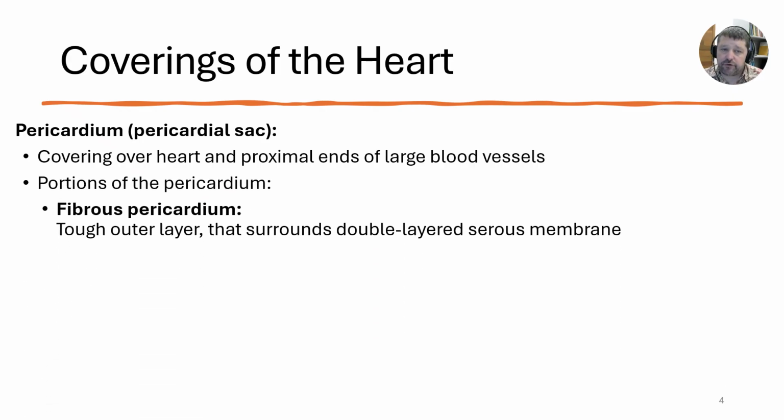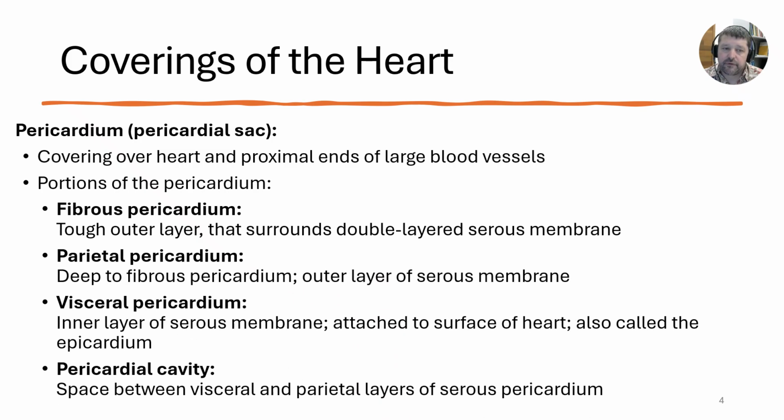There are a few different portions of pericardium. You have the fibrous pericardium. That's the outer layer, and we'll talk about the purpose, but that purpose is really protection. It's got lots of connective fibers. It's difficult to tear through, that kind of thing. Then you have the parietal pericardium, and that's fibrous also. And then you have the visceral pericardium. That's a little thinner, and that attaches to the surface of the heart.